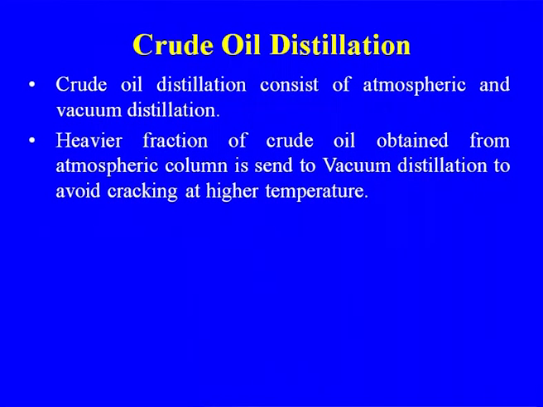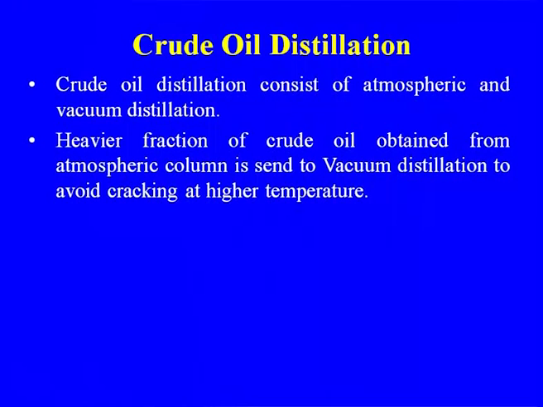Now, let us come to crude oil distillation. What we are doing is separating the crude oil into different fractions, and temperature is a very important factor, because whenever you go for high temperature, there is always a chance of cracking, which will affect the product quality. At the same time, higher temperature also influences coke formation. So, crude oil distillation consists of the atmospheric and the vacuum distillation columns.